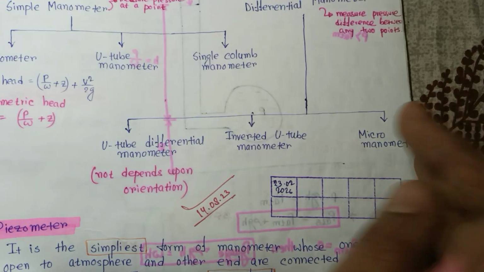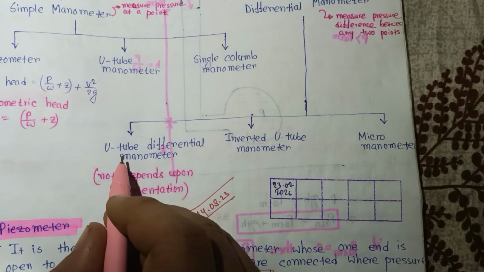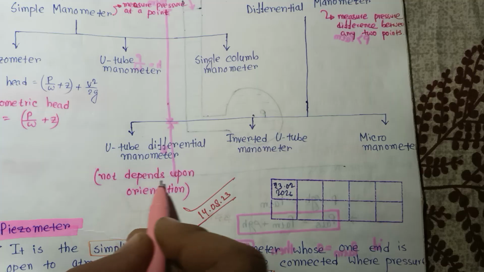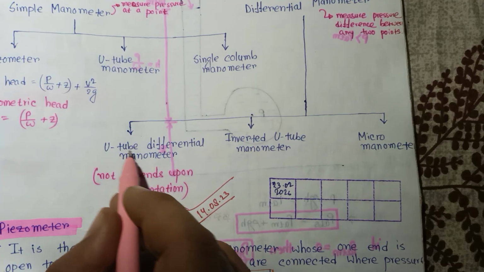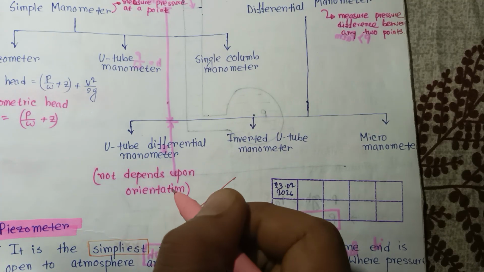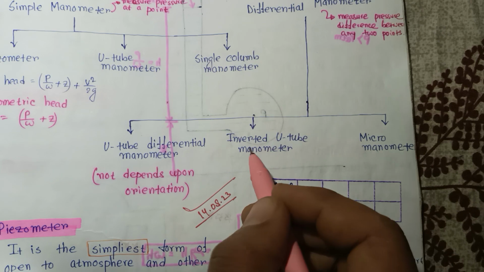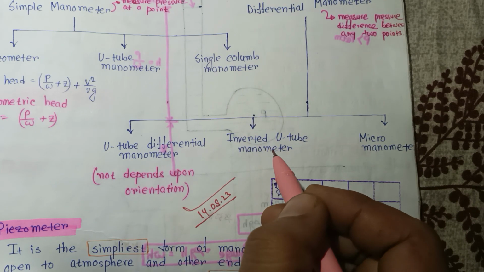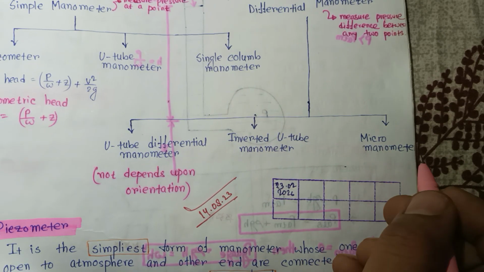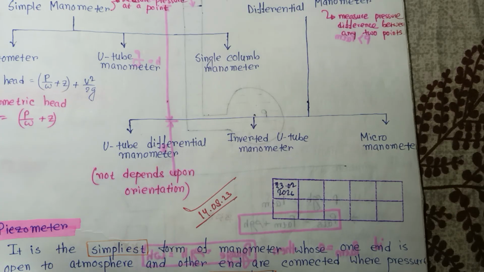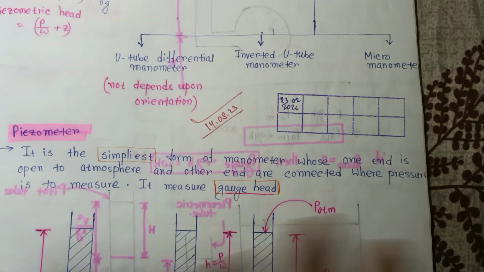Differential manometers are of three types: the U-tube differential manometer, which does not depend upon the orientation, the inverted U-tube manometer, and the micro manometer. Now we will focus on the piezometer.